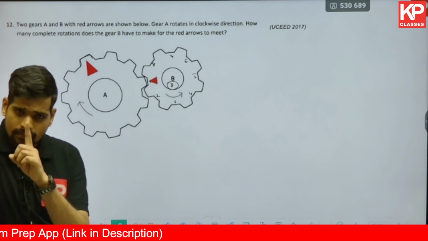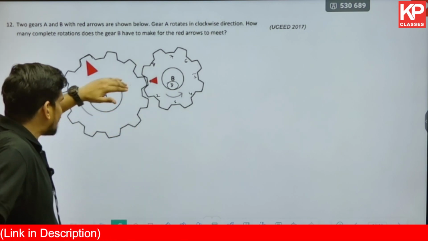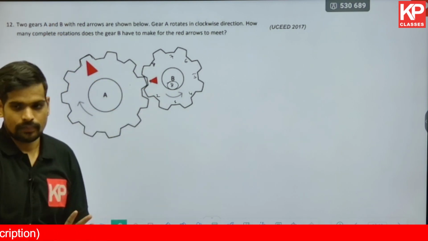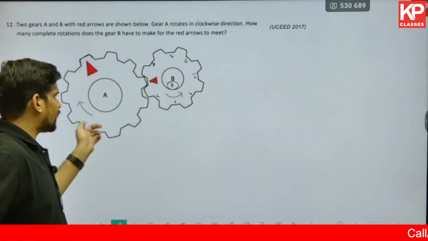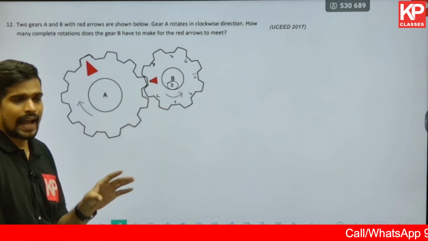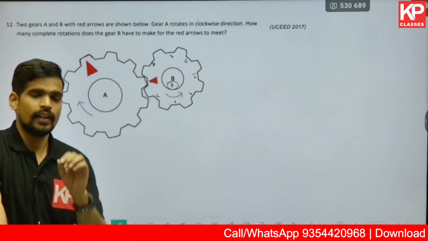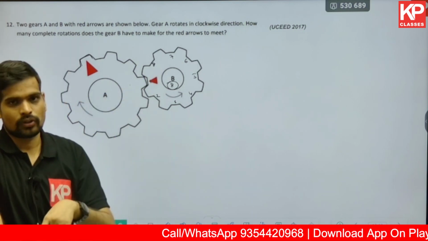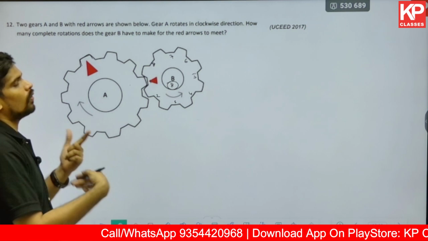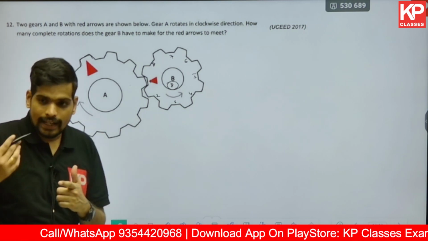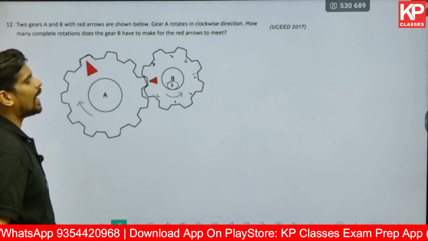So after every one cycle, the next 8th teeth will come into touch, right? And if you observe in the diagram, at a given point, only one teeth is in contact with the smaller gear, and every 8th teeth will come into contact. You have to keep on counting how many cycles of those 8 are required to end at this red arrow.